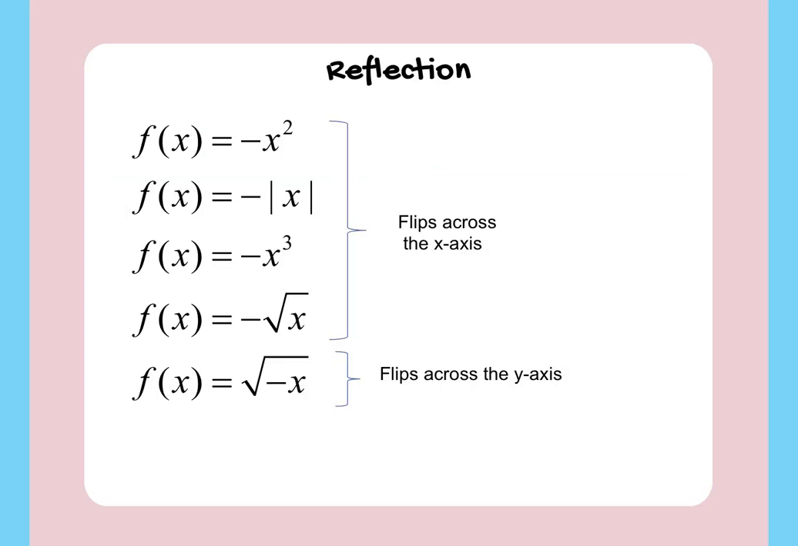Then we talked about a reflection, okay? And the reflection happens if the negative is in front of the function, not inside the function with it. It's a flip across the x-axis, which takes that curve or whatever it is, and flips it upside down. And if it's inside the function, it's a flip across the y-axis. We also talked about that if the negative is inside and there's a horizontal shift, it switches the direction, right?